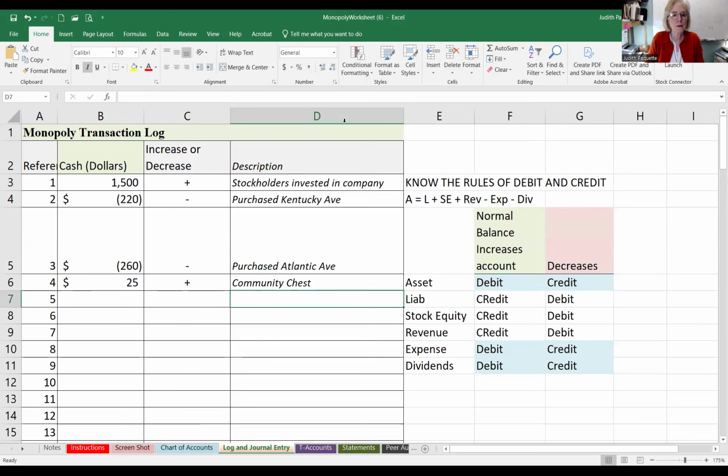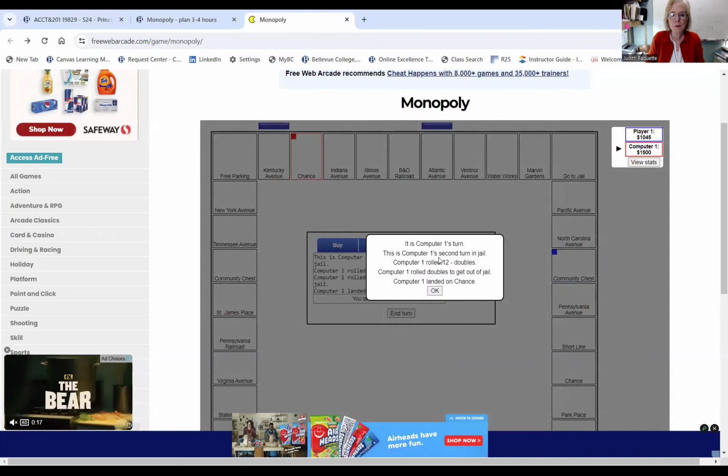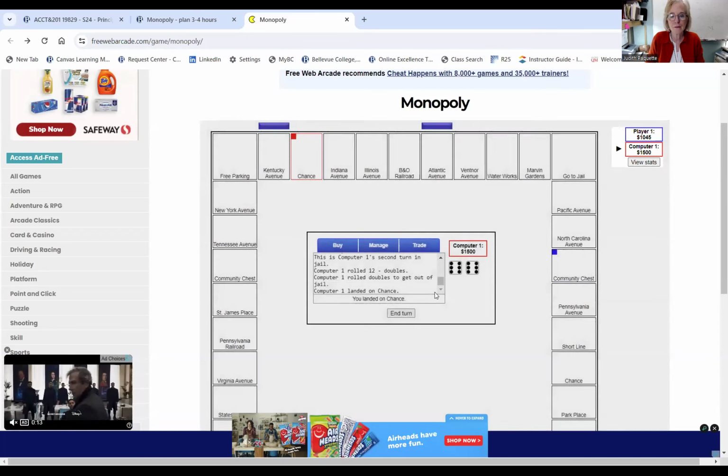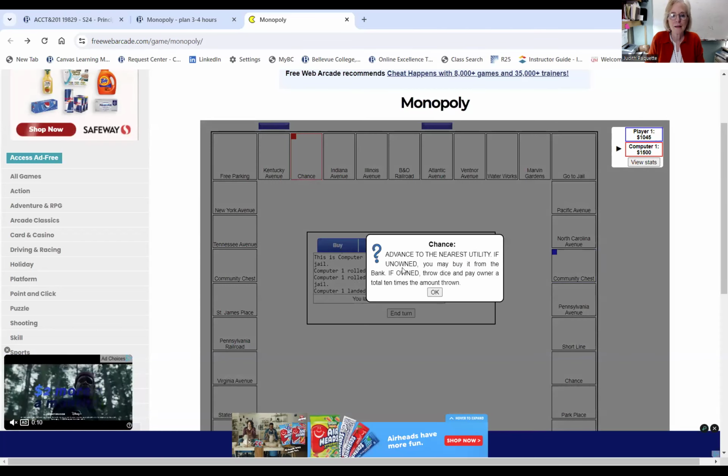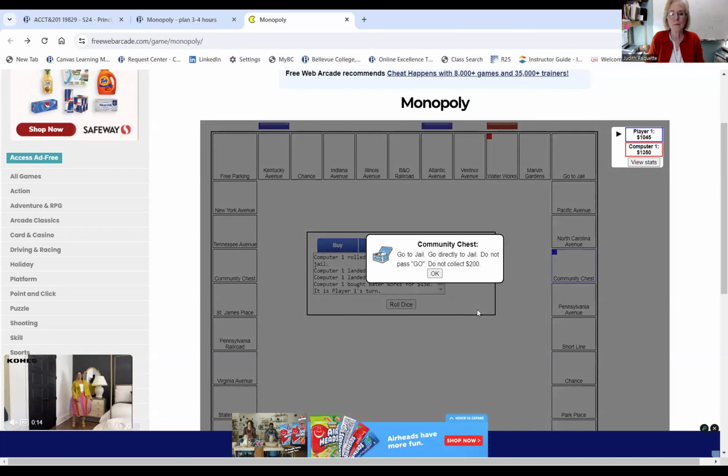So new share. Let's go back to Monopoly. And I'm going to say, okay. Now you can see my cash balance is now 1,045. All right. So in my turn, it's computer one's turn. And computer one landed on chance. Okay. And here it says advance to the nearest utility. If owned, throw dice and pay the owner. Okay. They landed on waterworks, computer one. We don't really care what the computer's doing, to be honest. Sure, we'll buy it.